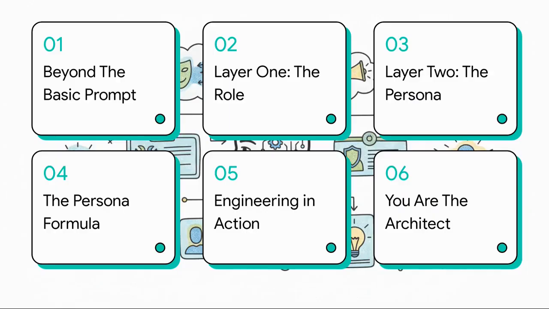Okay, so here's our game plan. First, we're going to dive into why this whole specificity thing is so important. Then, we'll break down the two critical layers of an AI's identity, its role and its persona. After that, I'm going to give you a super simple formula for engineering any behavior you want. And then, the fun part, we'll build two totally different AI assistants from scratch. By the end of this, you'll have everything you need to be an AI architect.